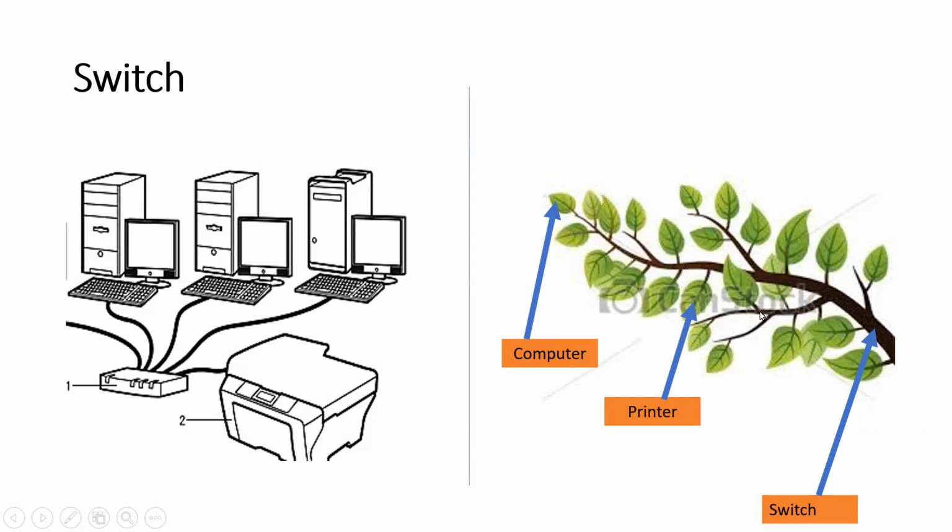So a switch is where all your network devices, like computers, printers, and scanners in a local area network, are connected, and it aids in the communication between these devices. So now we know how the devices in the branch network are connected using a switch.